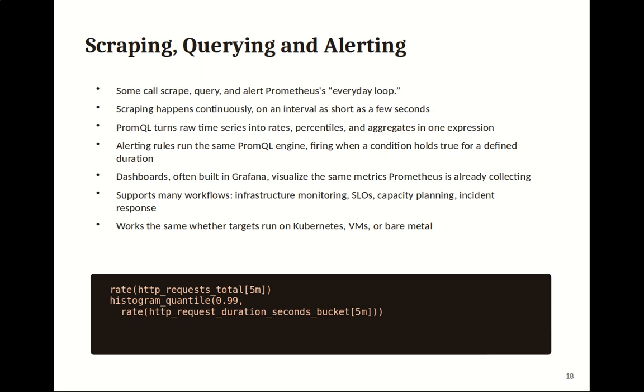Scraping happens continuously on an interval as short as a few seconds. PromQL turns raw time series into rates, percentiles, and aggregates in one expression. Alerting rules run the same PromQL engine, firing when a condition holds true for a defined duration. Dashboards, often built in Grafana, visualize the same metrics Prometheus is already collecting.